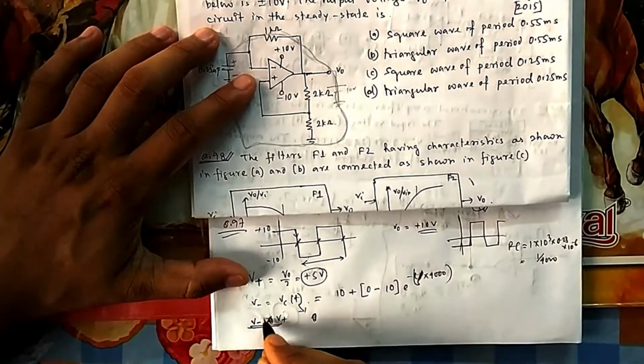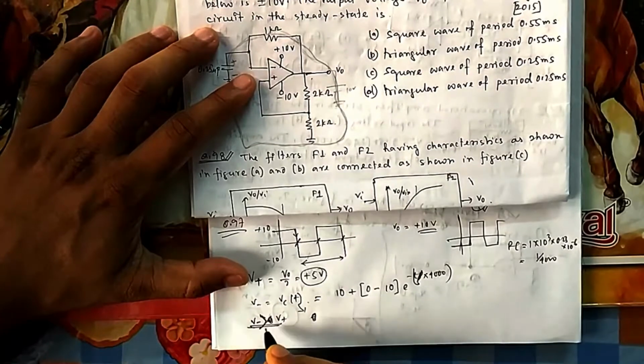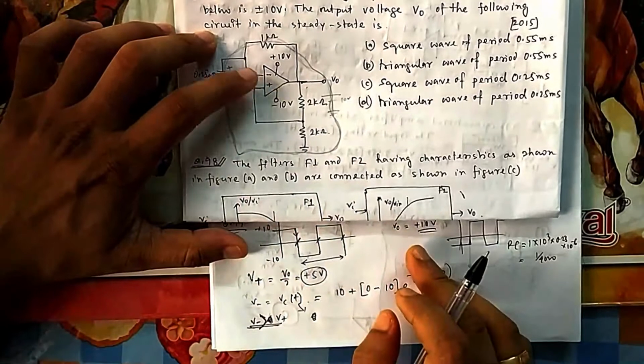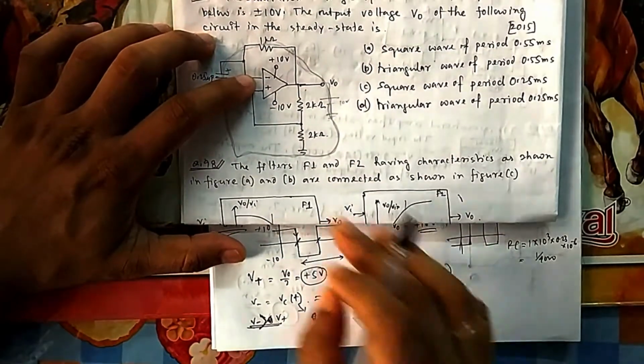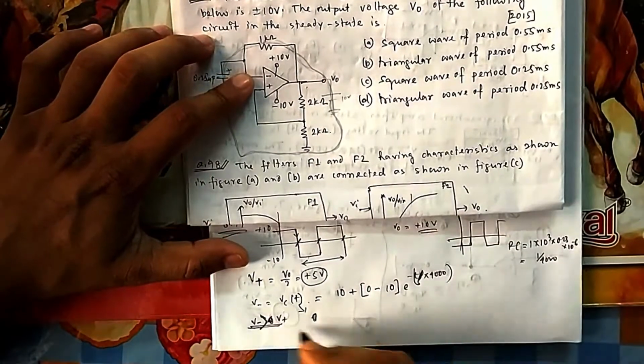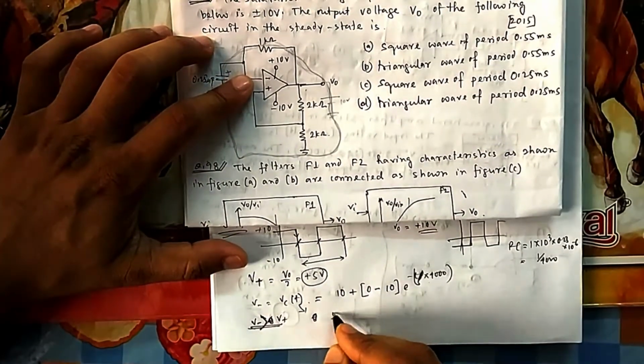So if your V minus, this potential, is greater than 5 volt, it is already at 5. If you can make it more than 5, then the transition will occur. It will go to the minus 10 situation if this is higher. So when this will be more than this, let me see when it is equal to 5.